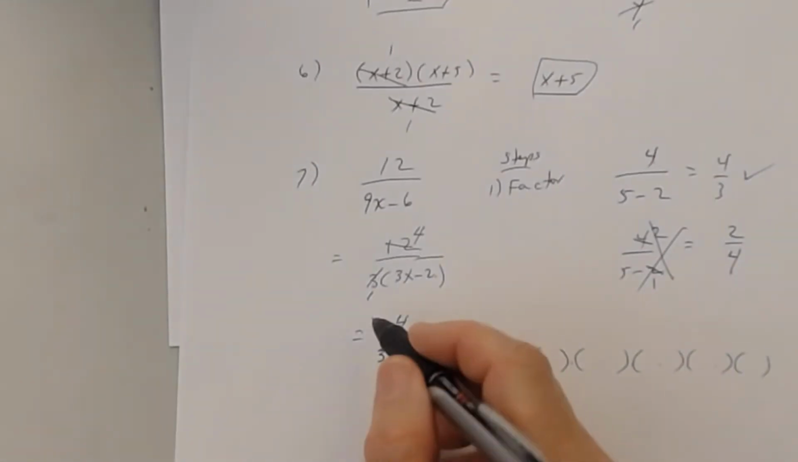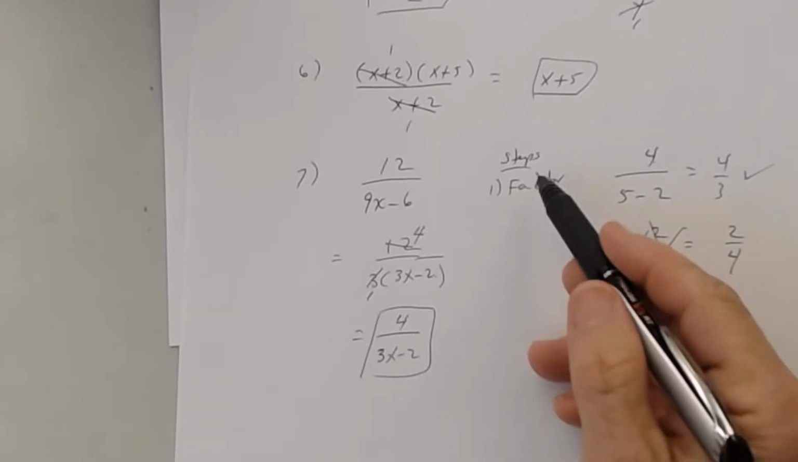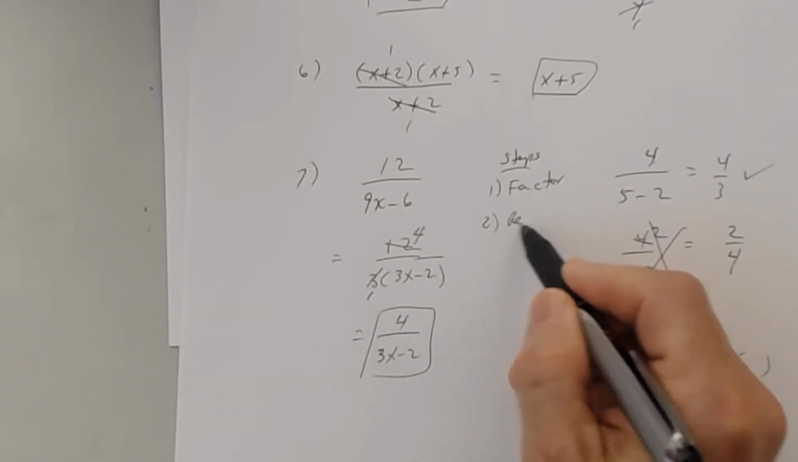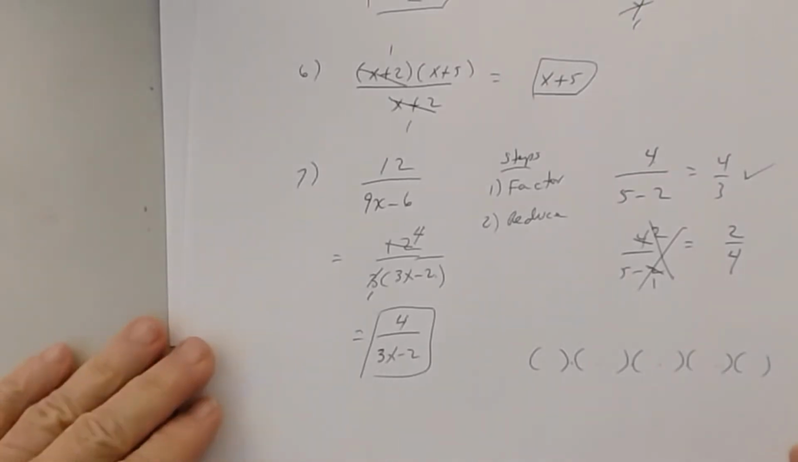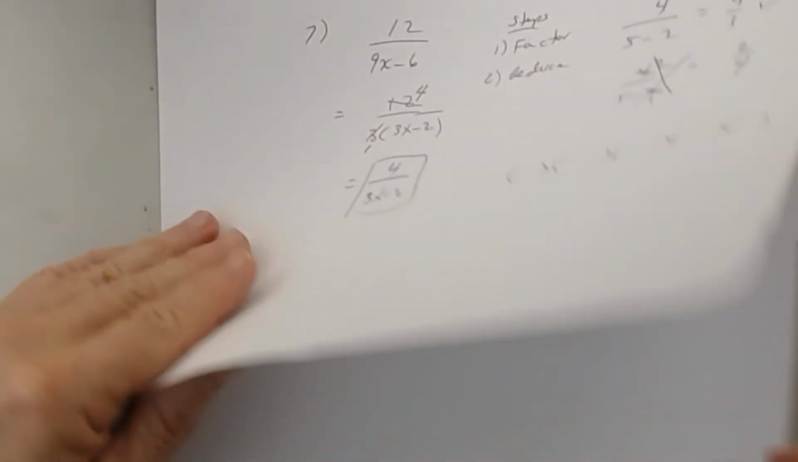All right, so that's the answer for number 7. So remember, the first step is to factor, and then the next step is to reduce. So factor, reduce. And then write your answer. Okay, number 8.